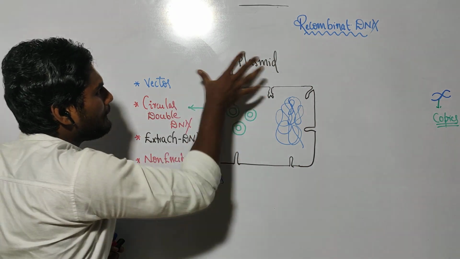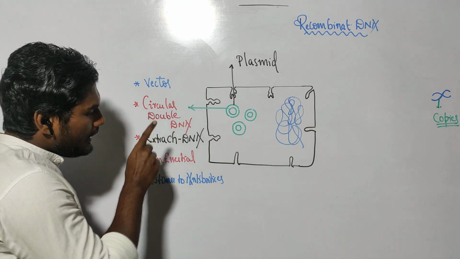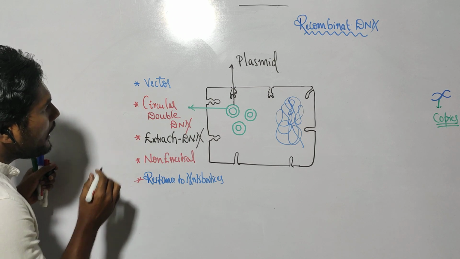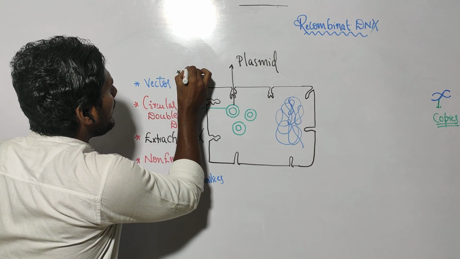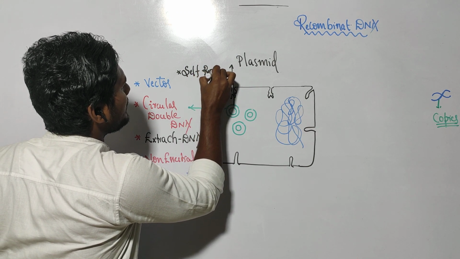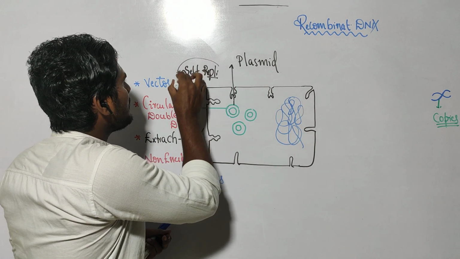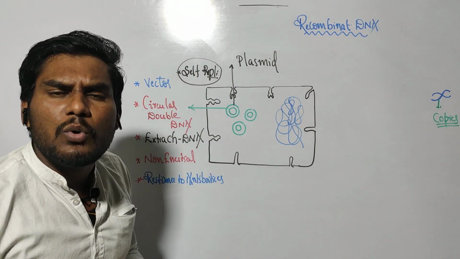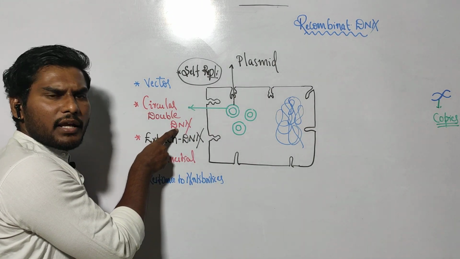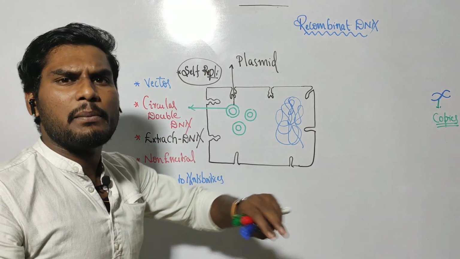Now let's see. Plasmids. Circular DNA molecule. Okay, fine. One more important point I forgot: these plasmids can self-replicate. They can undergo replication. Yes, this is a very important point. DNA means what? It has the capability to undergo replication. So now this is nothing but circular DNA. This DNA also has the capability to replicate without the permission of anyone.